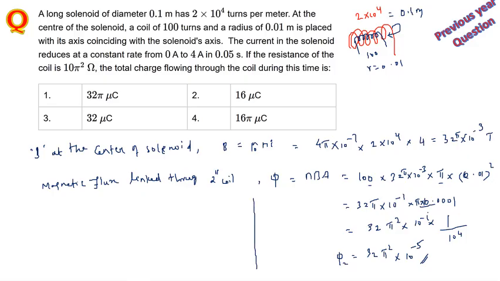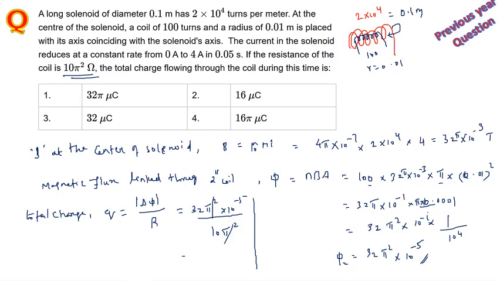Now next one, what they are asking here is the total charge. So total charge Q is equal to del phi divided by the resistance R. Already we mentioned here, that is 32 pi square into 10 power minus 5, whole divided by the R value they have given, that is 10 pi square ohm resistance. Now you just cancel this, so from here what you have is 32 into 10 power minus 6. So you can mention here 32 microcoulomb. So the answer in this case is 32 microcoulomb.